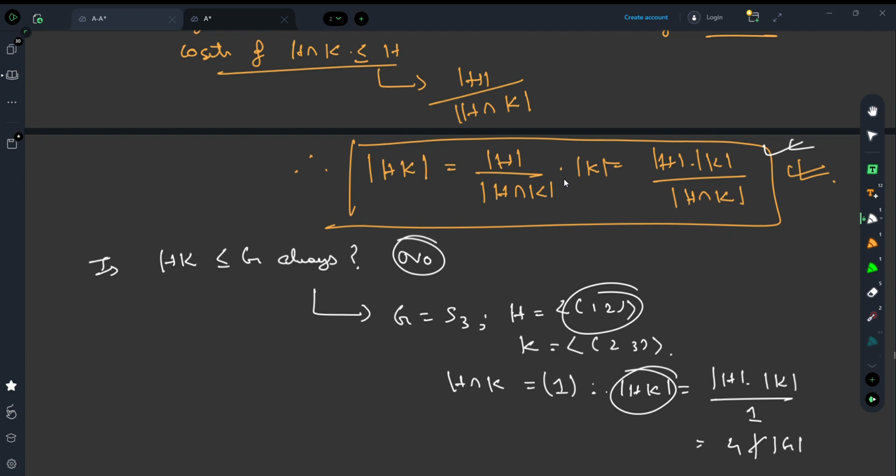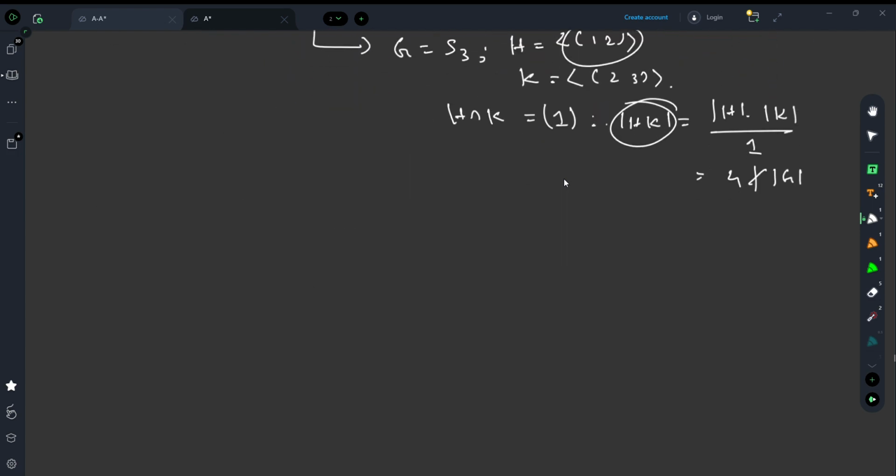Got it? So it's obviously not always a subgroup of G, but when is it a subgroup of G? Okay. So when is HK a subgroup of G?